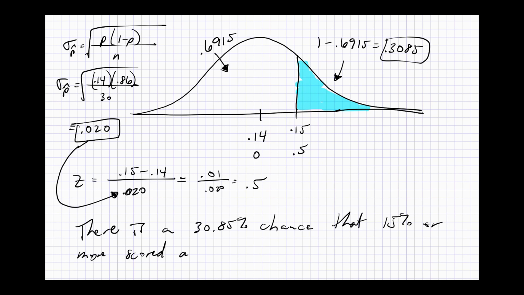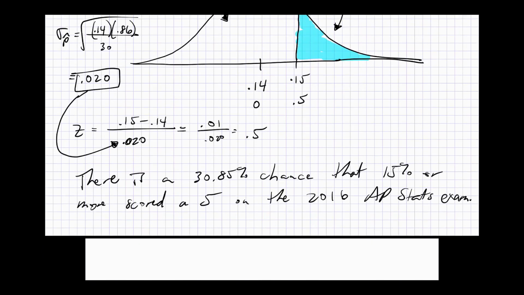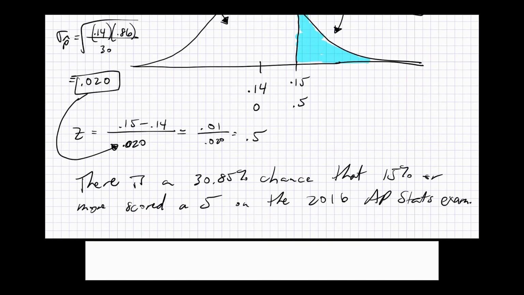Scored a 5 on the 2016 AP Stats exam. Of the sample, right? You said something about the sample? Yeah, the 300 selected students. That 15% or more of the 300 selected students. That's better. Yeah, your answer is better than mine. Let me change it. That's 15% or more of the 300 selected students.